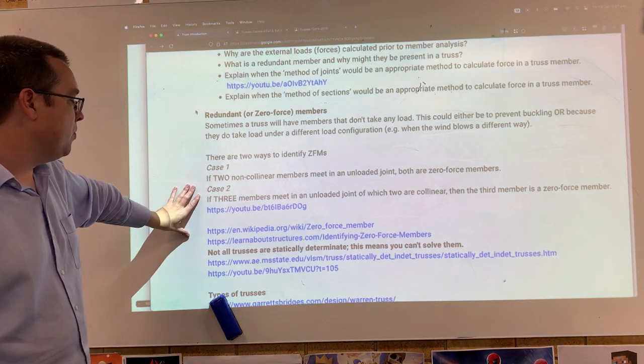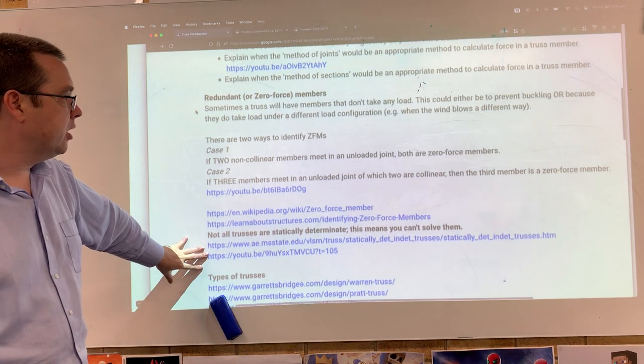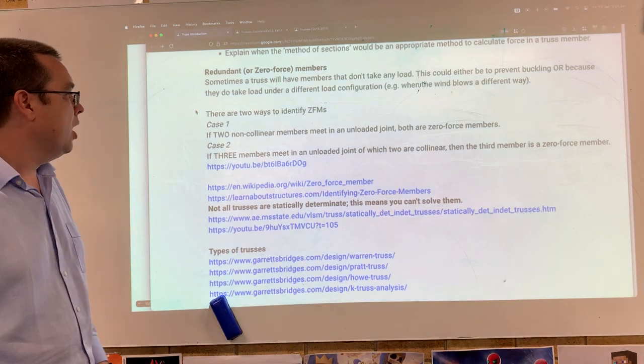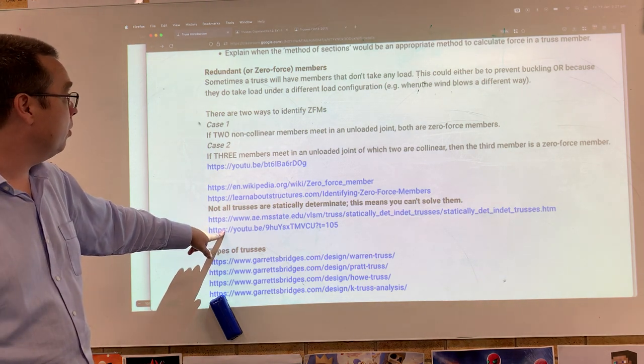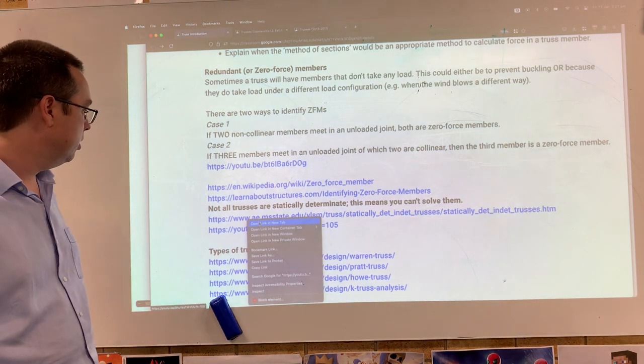Okay, next. Not all trusses are statically determinate. This means you can't solve them. I have something that explains what that means. Can you then click on this one below? I don't know what that is. So I think.